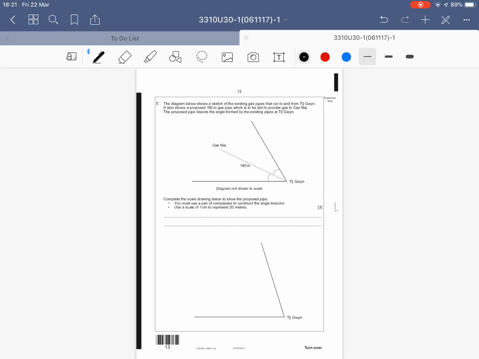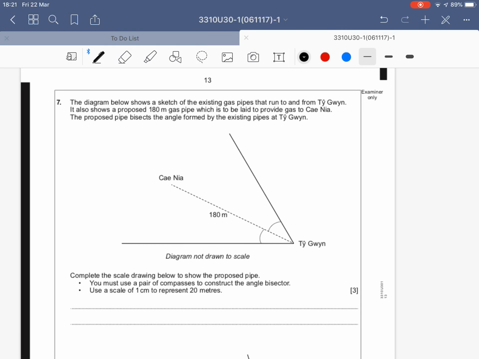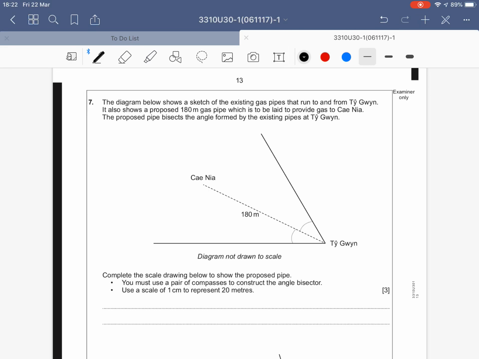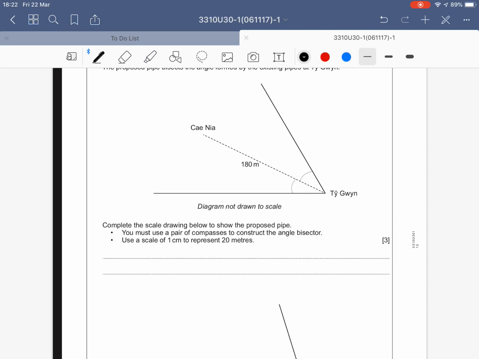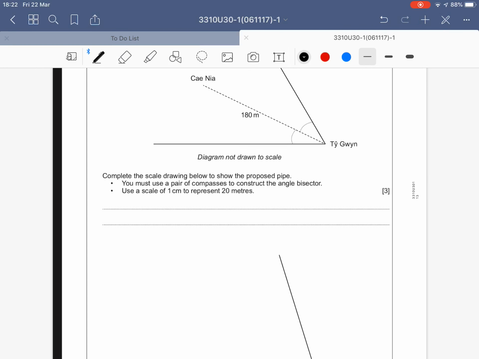Okay, question 7. A diagram below shows a sketch of the existing gas pipe that runs to and from Tŷ Gwyn. It also shows a proposed 180-metre gas pipe which is to be laid to provide gas to Caernarfon. The proposed pipe bisects the angle formed by the existing pipes at Tŷ Gwyn. So complete the scale drawing below to show the proposed pipe. You must use a pair of compasses to construct the angle bisector.